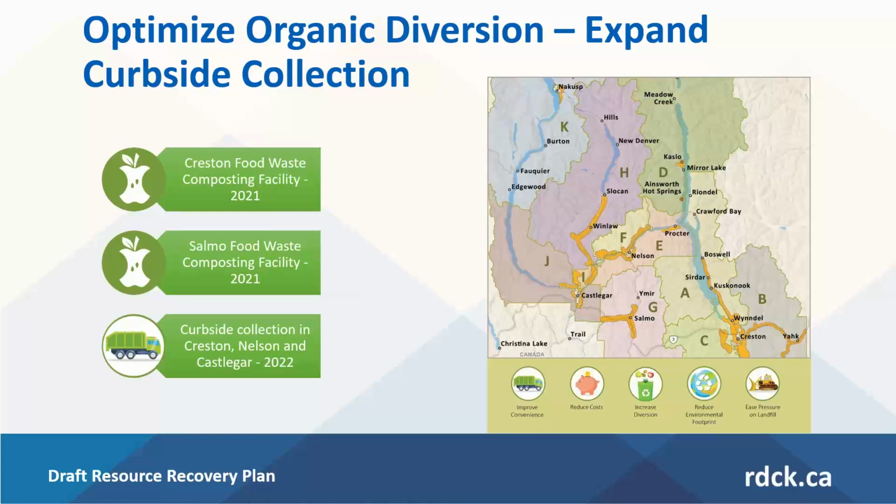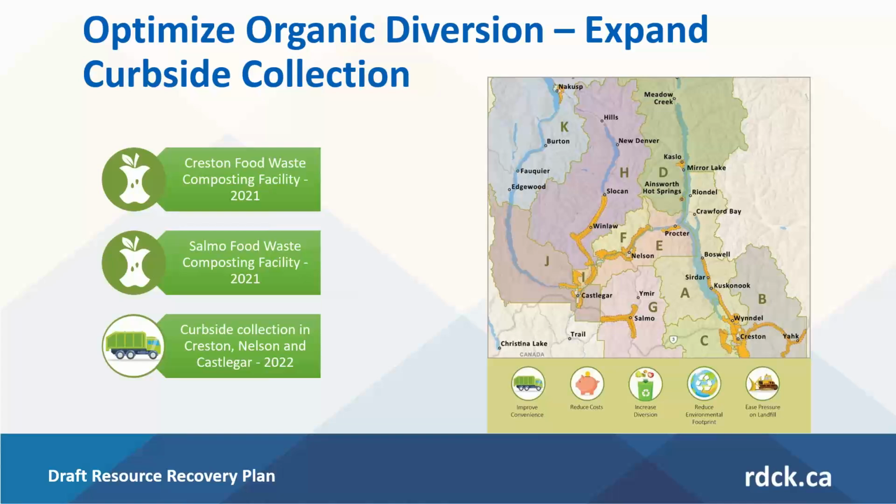Now, the RDCK has been working towards this since 2017. There'll be a composting facility constructed in Creston in 2021, a composting facility near Salmo at the Close Central Landfill in 2021 as well, and curbside collection in Creston, Nelson, and Castlegar in 2022. But as I said earlier, less than 50% of households in the RDCK get curbside collection. And curbside collection has the highest recovery rate of organics than, for example, drop-off or backyard composting. So if the regional district wants to optimize organic diversion, we need to look at expanding curbside collection.